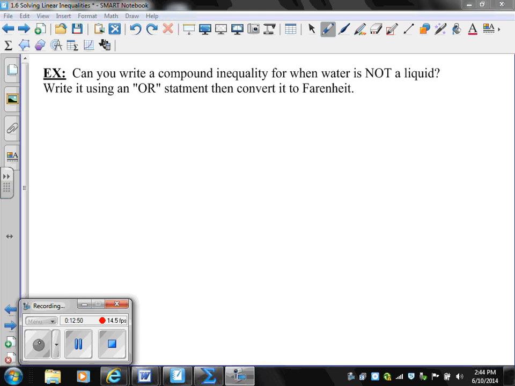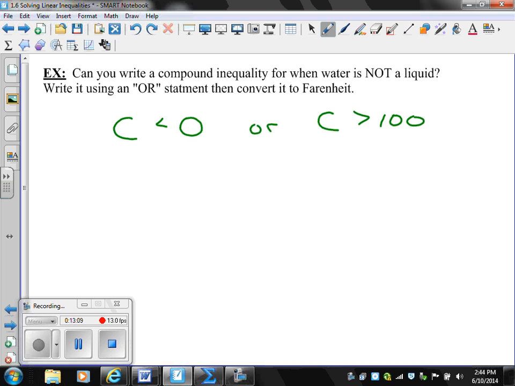Okay, so where's water not a liquid? Well, it's when your degrees in Celsius is less than 0, or if you had less than or equal to, that's fine, or when your degrees in Celsius is greater than 100. And again, those can be or equal to, that's just fine. And then when you convert this, you should get that it's when your Fahrenheit degrees is less than 32, or your Fahrenheit degrees is greater than 212. And again, I'm looking at, did you get the numbers right? That's certainly good. But also you should get the fact that this is two parts, and you need this or statement in between.